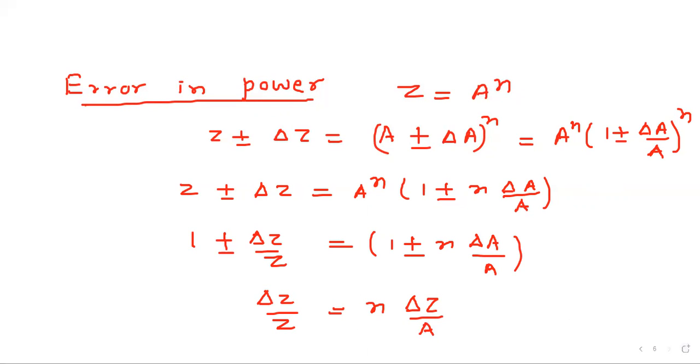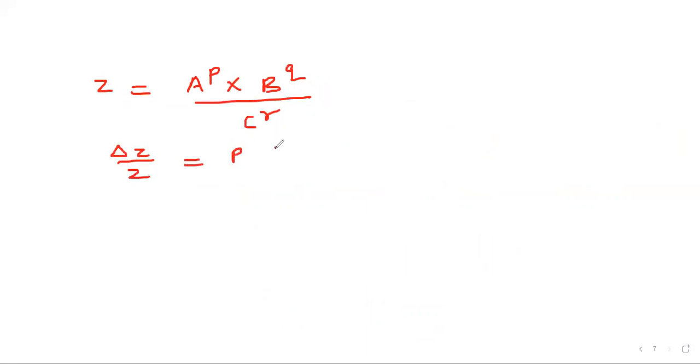And let's see general rule. So Z equal to, suppose, A power P into B power Q divided by, suppose, C power R. So maximum fractional error in Z can be found by writing it as delta Z upon Z equal to P times delta A upon A plus Q times delta B upon B plus R times delta C upon C. So let's see the proof of it.